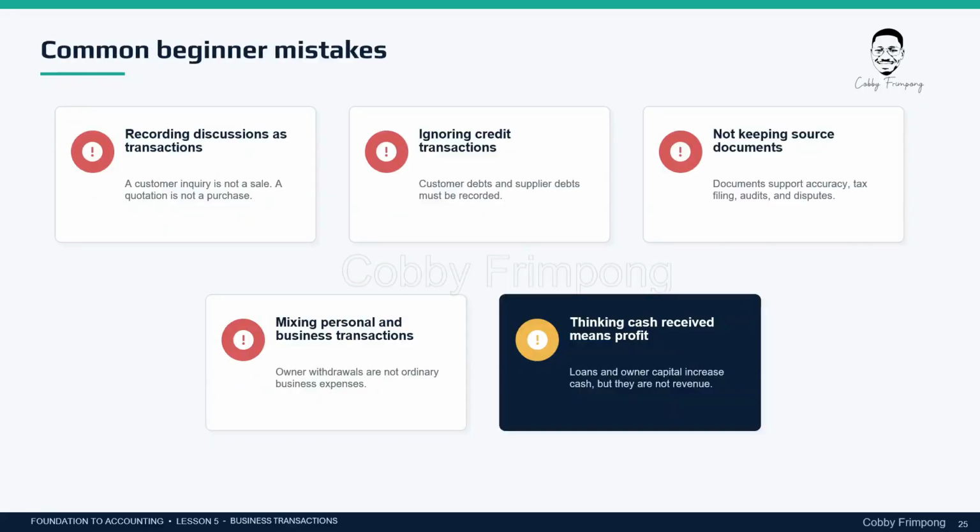Common beginner mistakes include recording business discussions as transactions, ignoring credit transactions, failing to keep source documents, mixing personal and business transactions, and thinking cash received means profit. Receiving cash from a loan is not revenue because it creates a liability. Owner investment is not sales income because it is capital. Always ask what kind of transaction occurred.